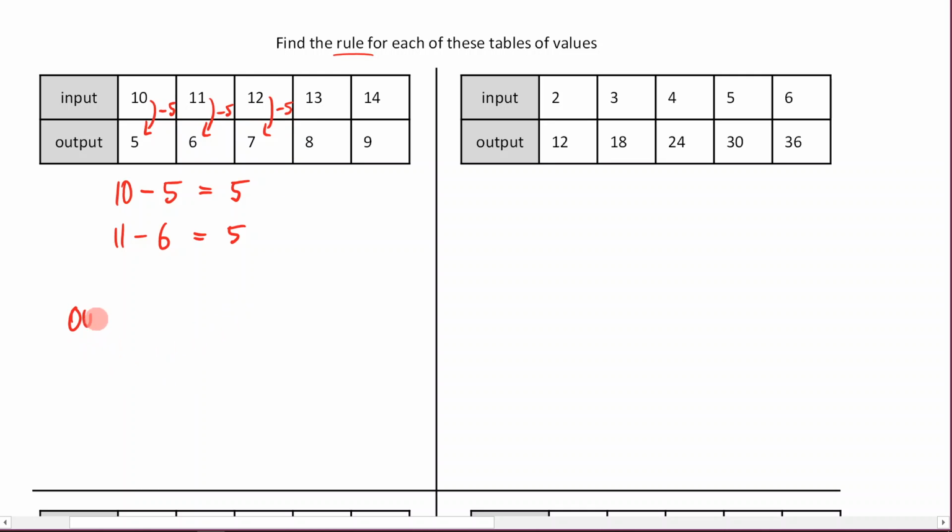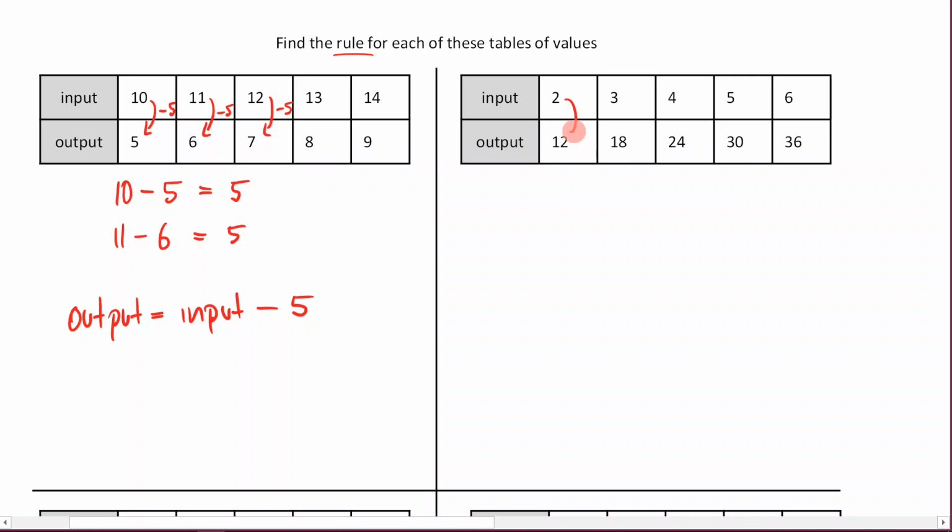So that means my output is going to be equal to my input minus 5. So I'm taking my input and I'm subtracting 5 from it. Let's now look over here.